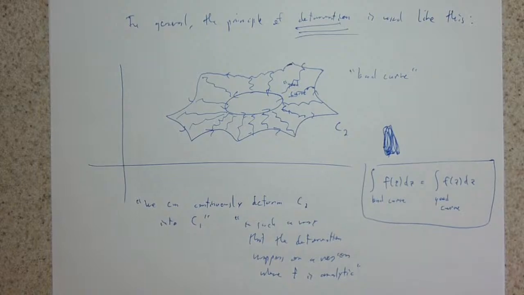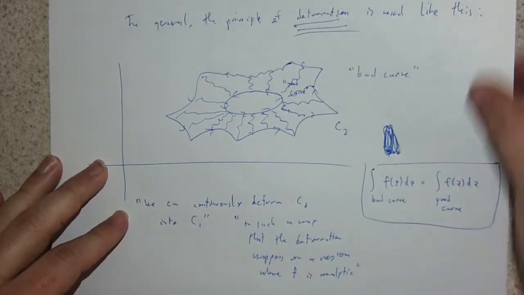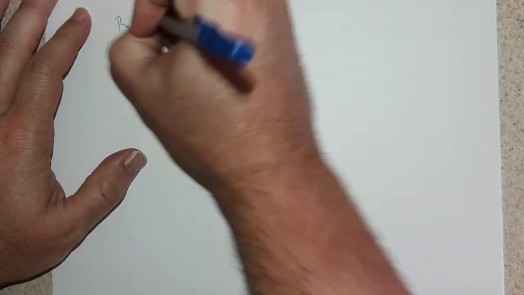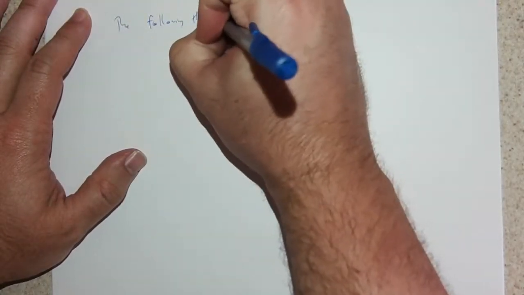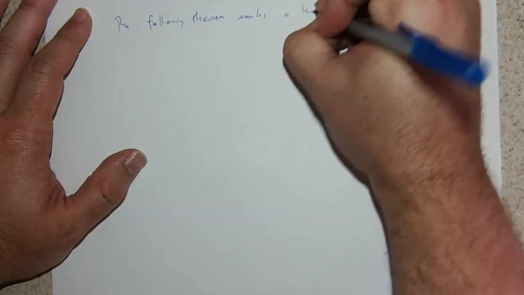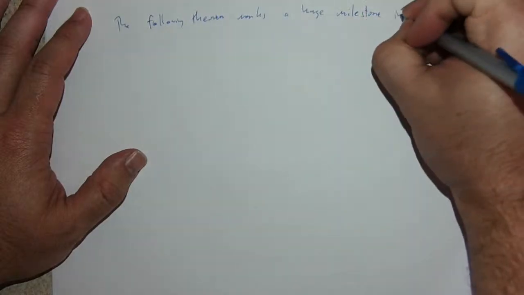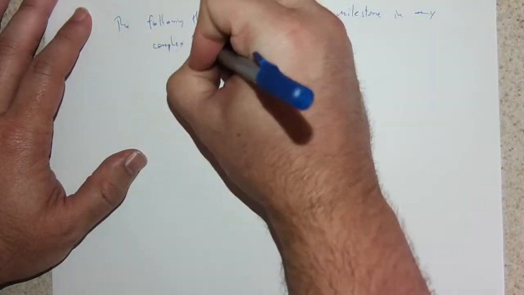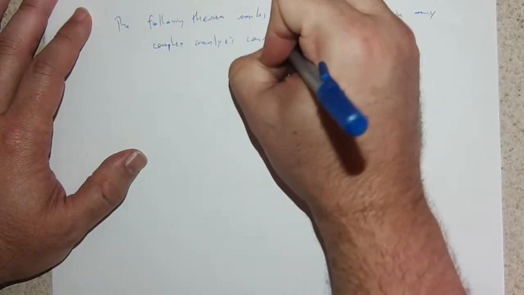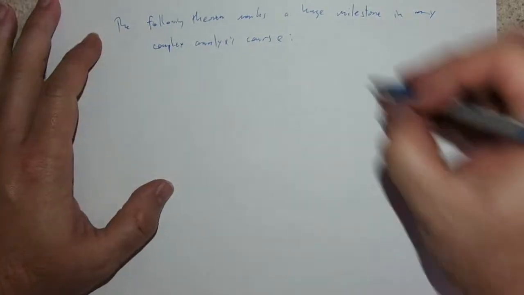Okay. So this is the context usually where this comes up. All right. So now we come to a defining thing. You can't be said to have had a proper course in complex analysis until you've mentioned this theorem that I'm about to state. So the following theorem marks a huge milestone in any complex analysis course. This is called the Cauchy integral formula.